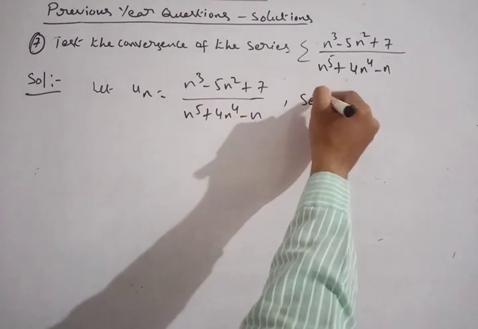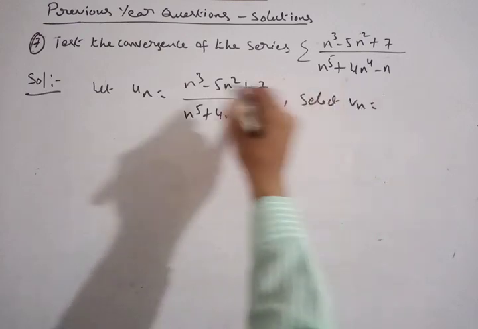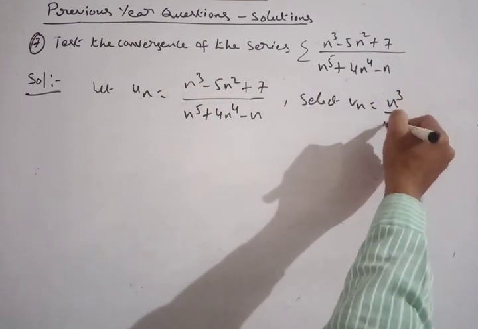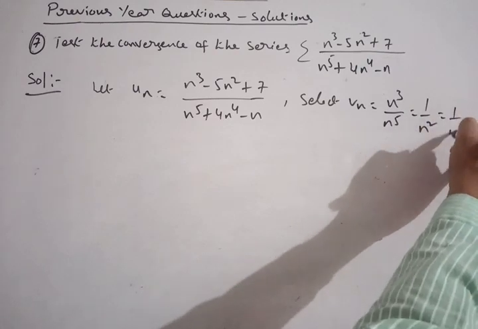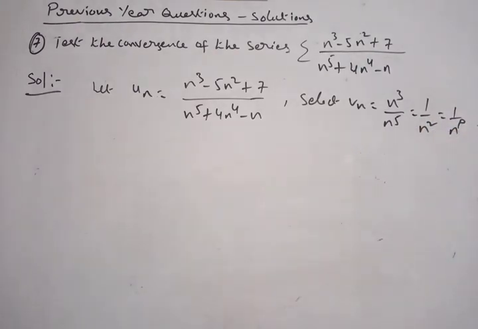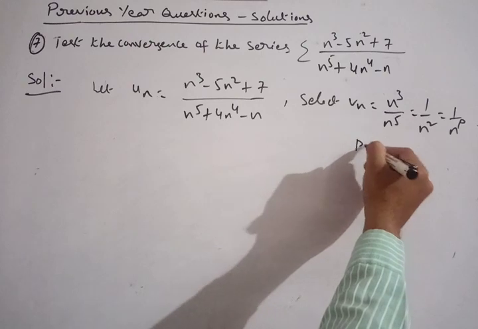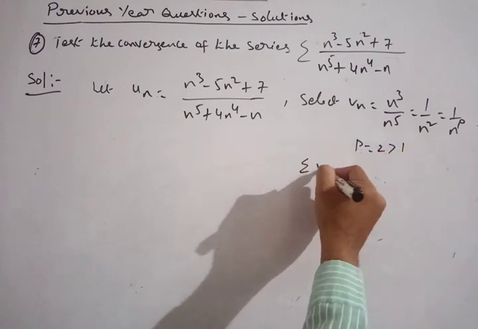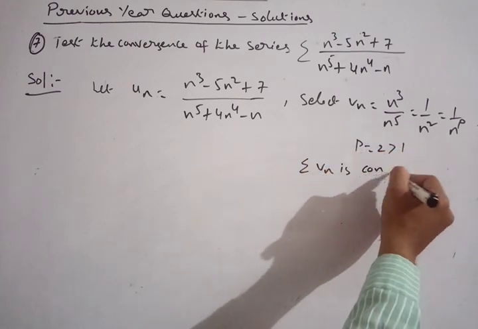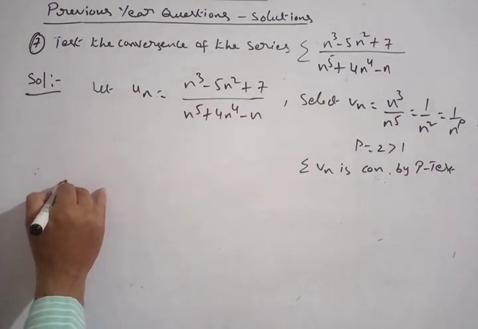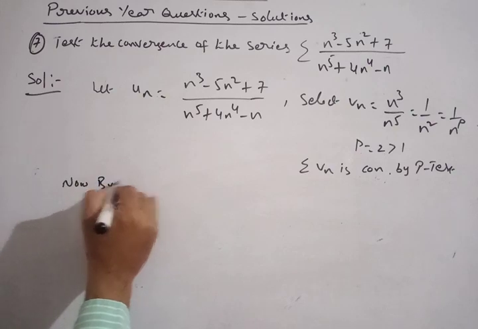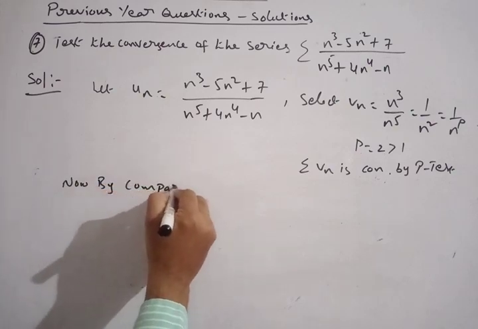Select vn. Taking the highest power terms, n cube in the numerator and n power 5 in the denominator, we get 1 by n square. It is in the form of 1 by n power p, where p is equal to 2, which is greater than 1. So sigma vn is convergent by the p test, correct? Now we have to apply comparison. Identifying the type is important.